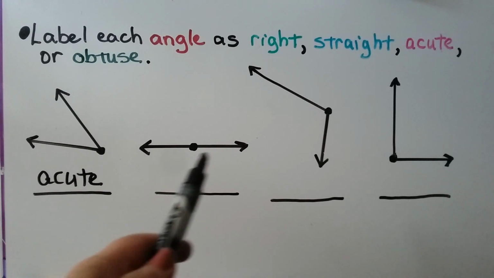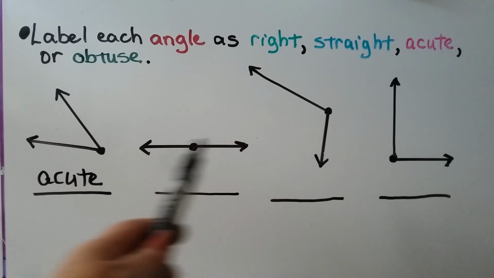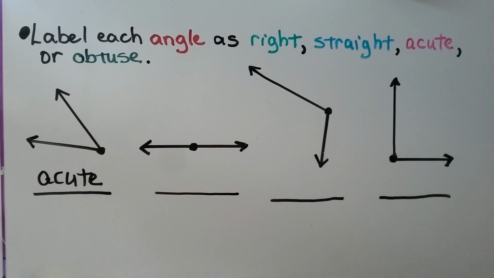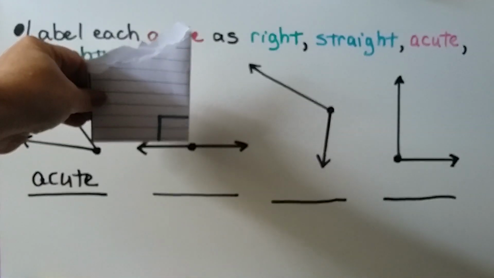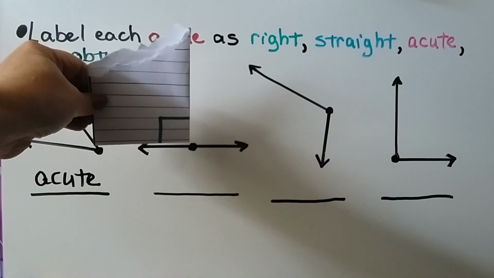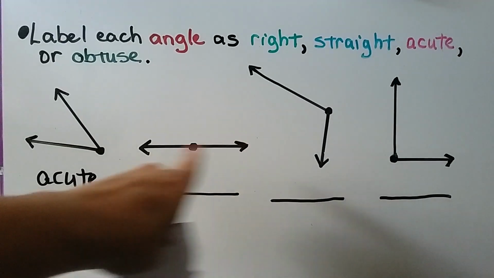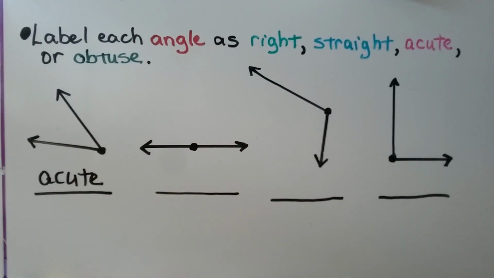We know that this angle is greater than a right angle. If we put our paper like this, it's a lot greater than a right angle. We can also see that it's going straight, isn't it? So do you know which angle this one is? It's a straight angle.